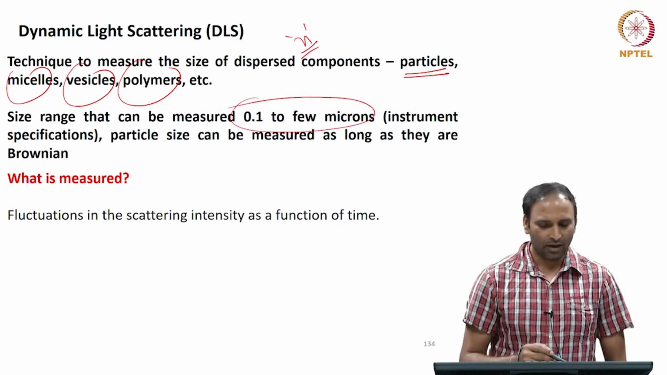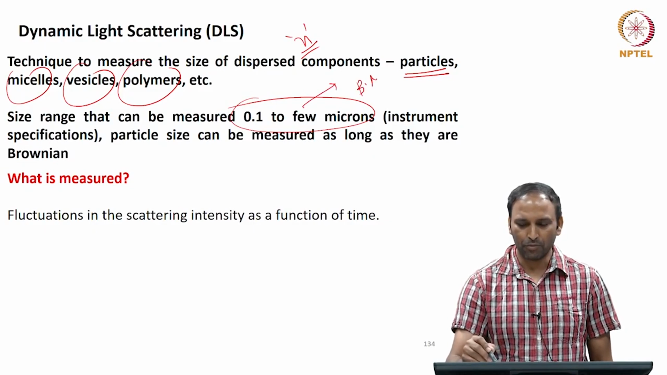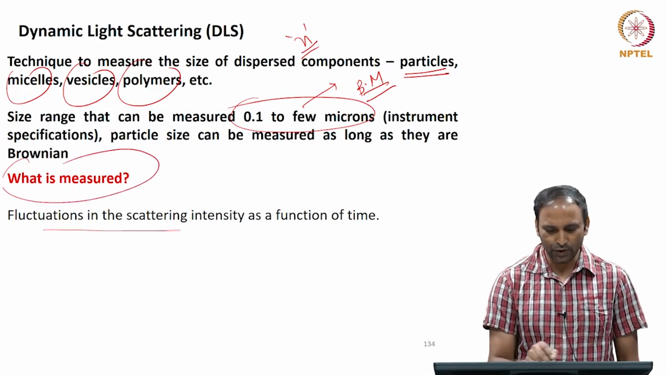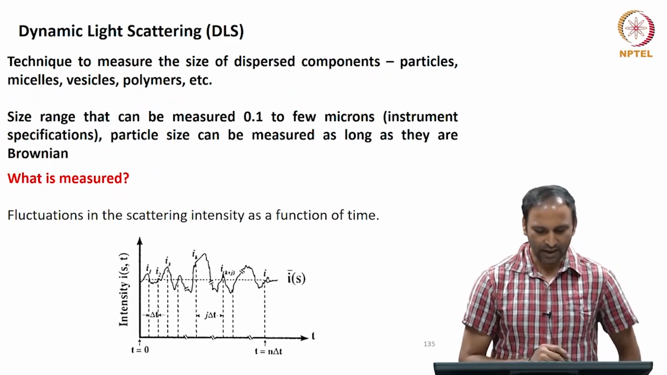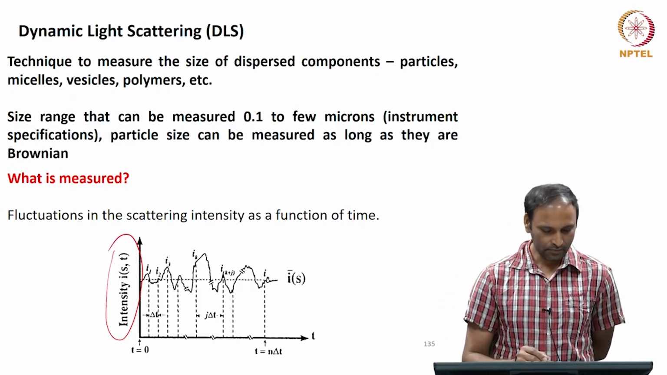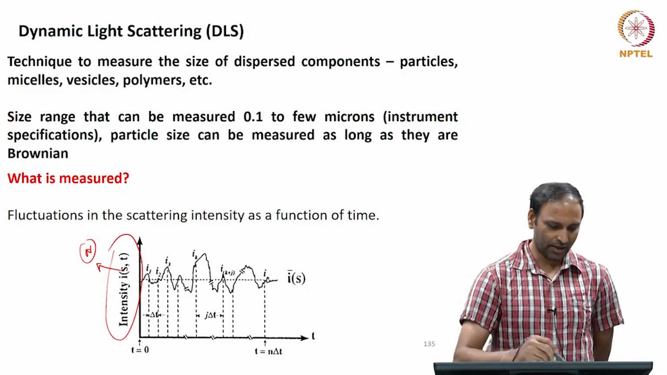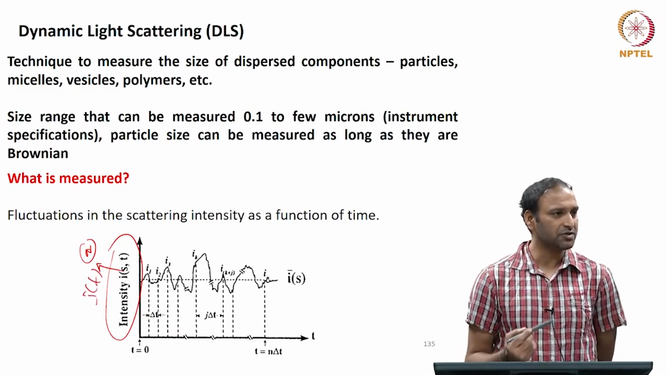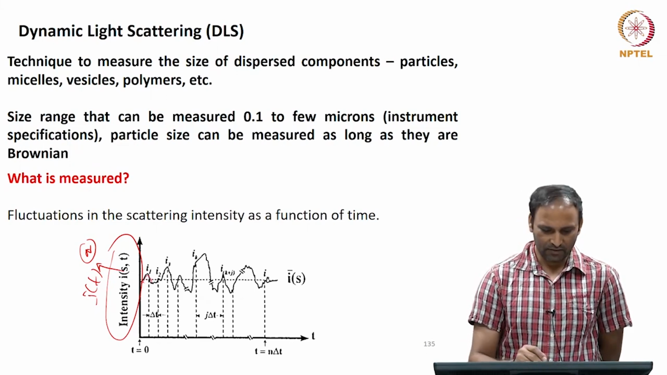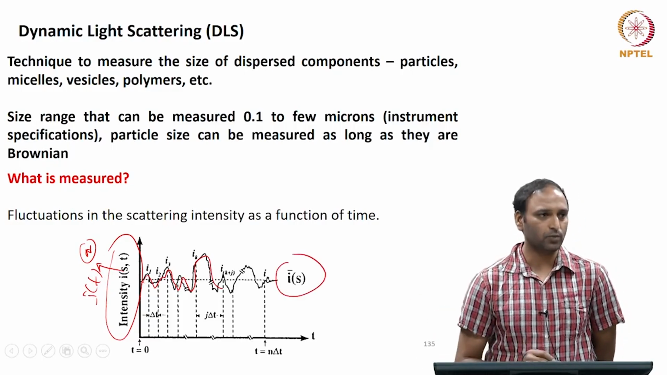Again, about the size range, I had mentioned that you can measure sizes as long as particles exhibit Brownian motion. What is measured is the fluctuations in the scattered intensity as a function of time. It will look something like this. This is your intensity. S is the same as Q, but of course Q is fixed here, so I can call it I(t) itself, because Q is fixed in the case of DLS measurements, and that is measured as a function of time. These are the fluctuations that you have. It varies around a mean value.